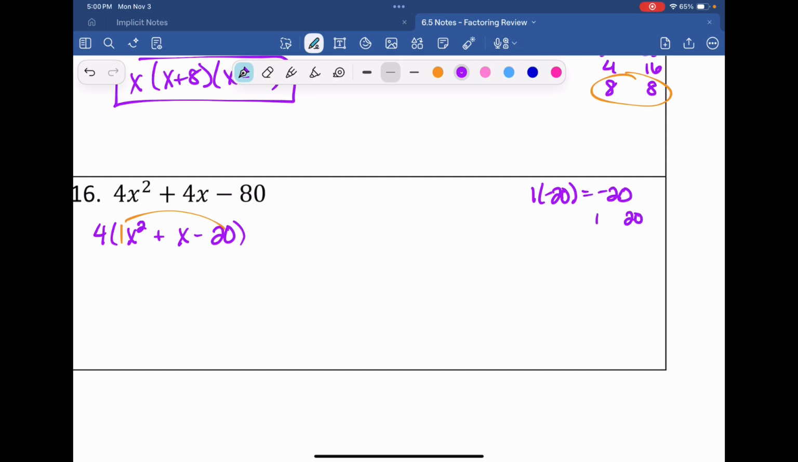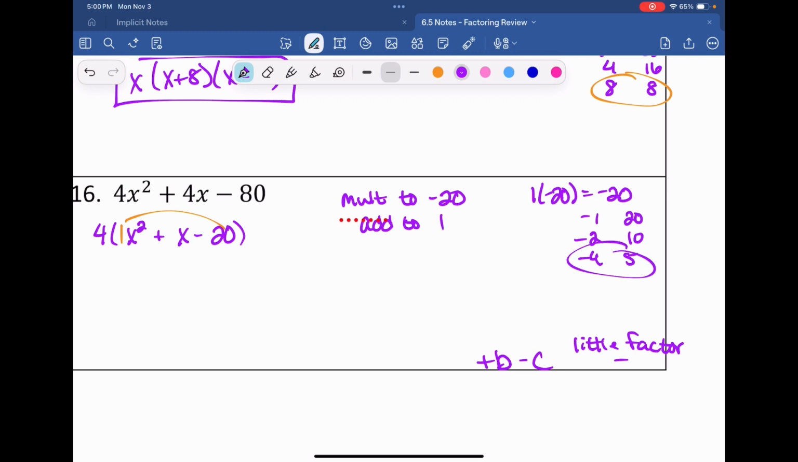So 1 and 20, 2 and 10, 4 and 5. We haven't done this one yet. Positive b, negative c, little factor negative. So multiply to negative 20, add to 1. And I see that there. Leading coefficient's 1, so I can go to my factor pairs, say x minus 4, x plus 5, original GCF.